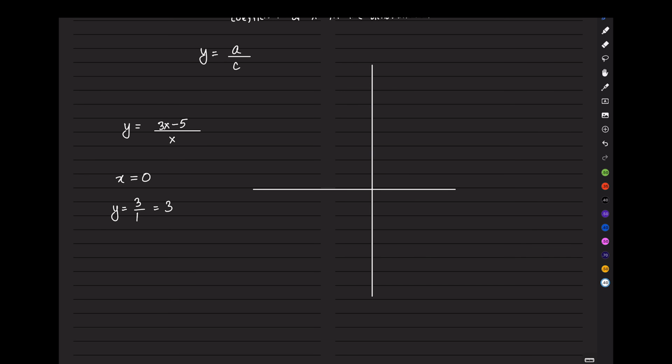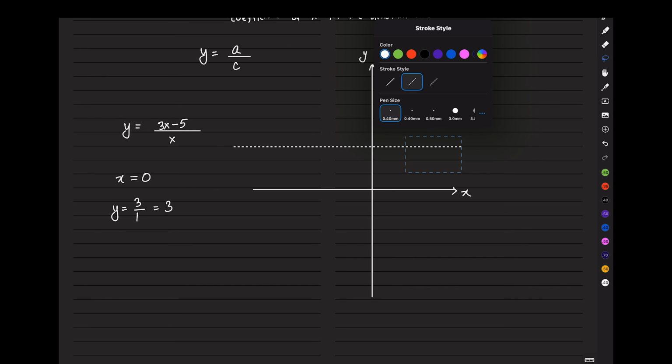So now if I try to draw the graph, the first thing is these are the axes. This is the x-axis, this is the y-axis. The first thing that you need to do is draw the equations of the lines of asymptote. So x equals 0 is basically this particular line, and y equals 3 is somewhere around here. Let me make it dotted. So this is basically the asymptote line.